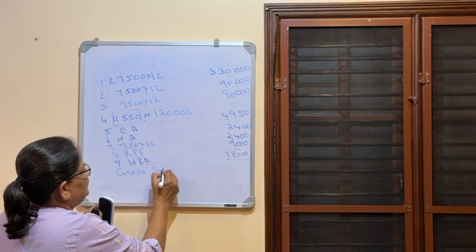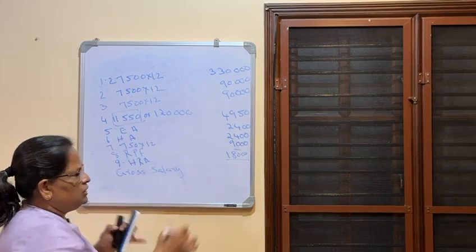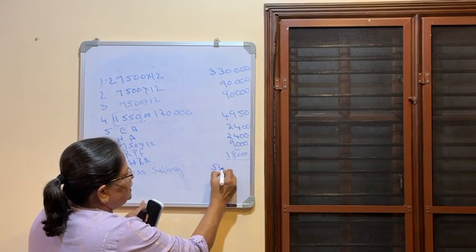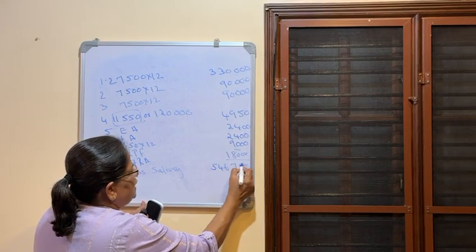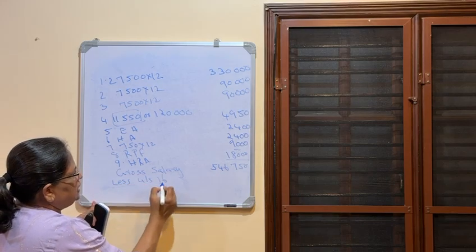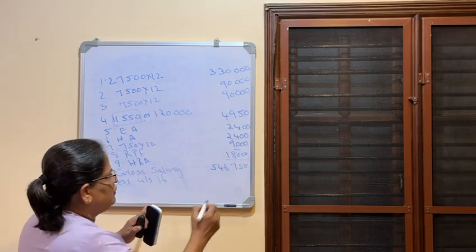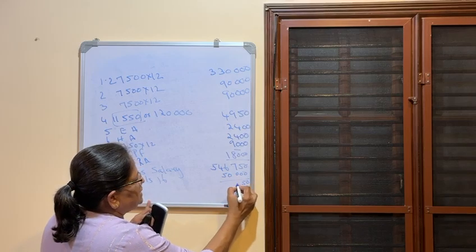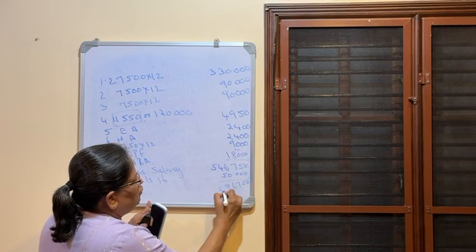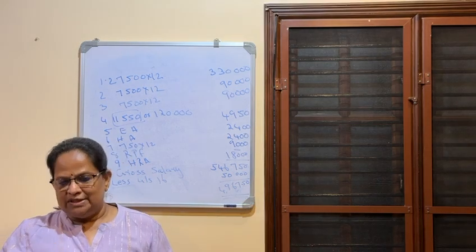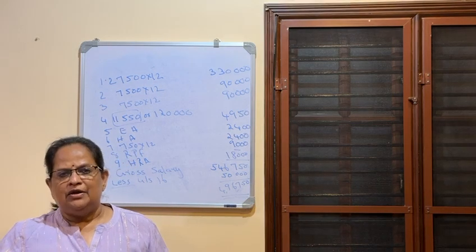So now take the total, you will get gross salary. Adding all these values, you will get 5,46,750. Less deduction under section 16. Under section 16, only standard deduction is there, 50,000. So the taxable salary is 4,96,750. So this is the first problem I wanted to explain. Now the second problem.